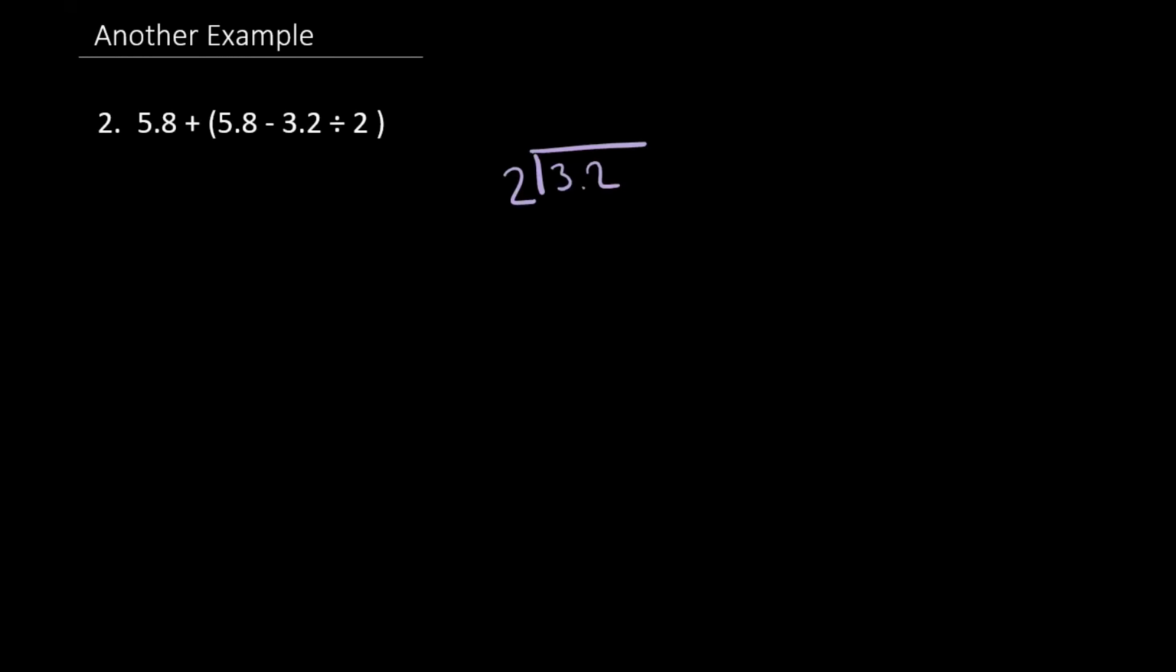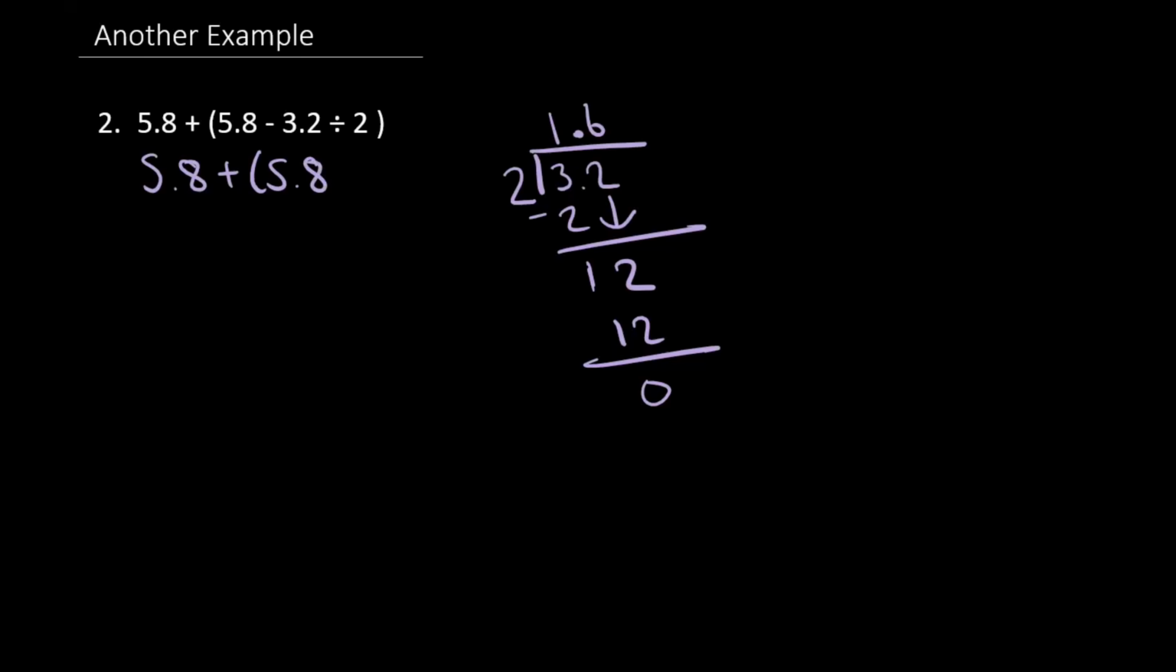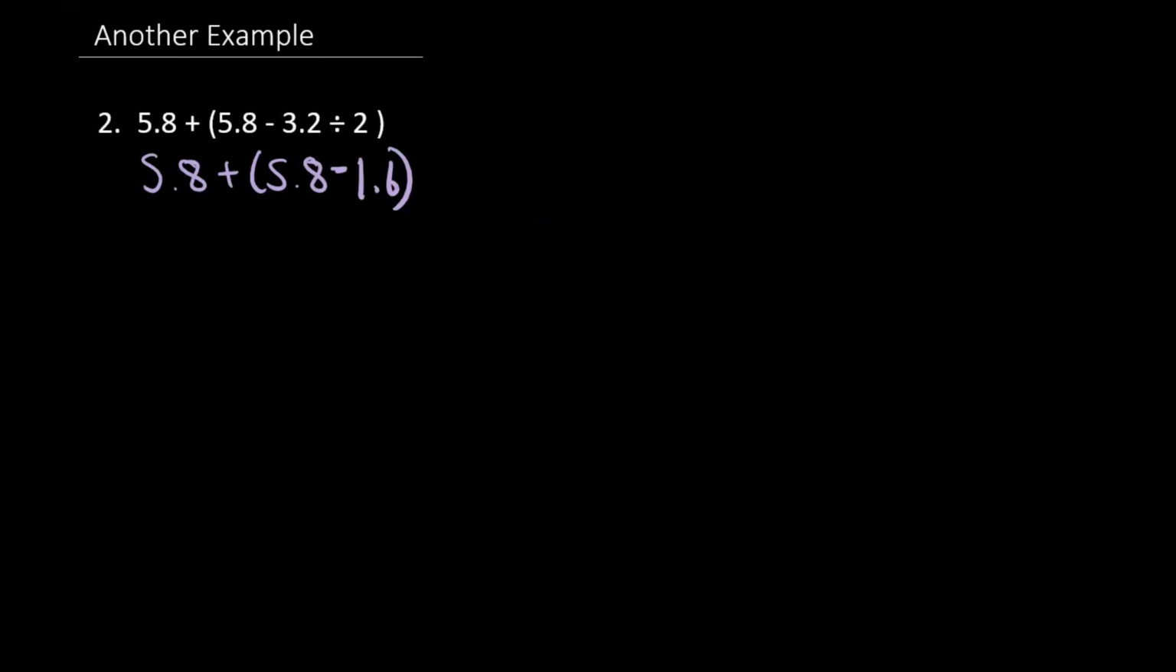3.2 divided by 2. 2 goes into 3 one time, and then we subtract. 3 minus 2 is 1. We drop down the 2. 2 goes into 12 6 times, and we have no remainder. And remember to put the decimal point. So that's not our complete answer, we'll be left with 5.8 plus 5 times, in parentheses, 5.8 minus 1.6.